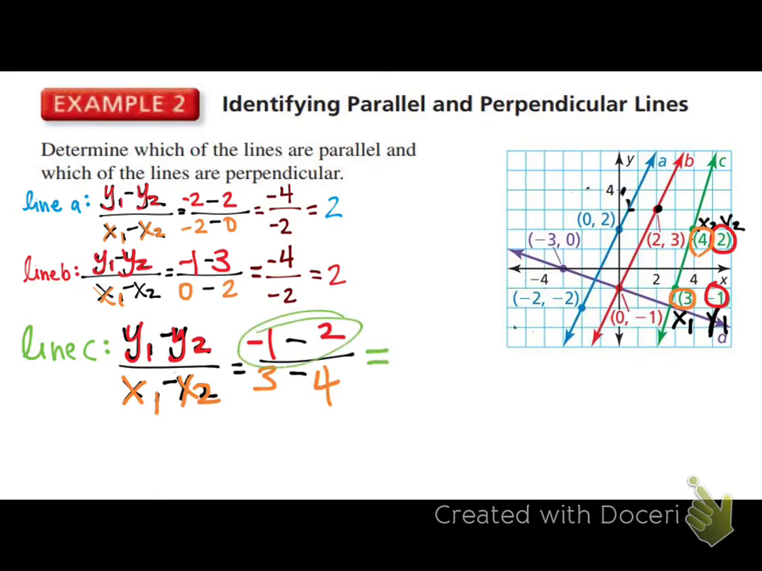All right, so -1 minus 2 is negative 3, and then 3 minus 4, which is negative 1. What is this reduced to? Positive 3. So a negative over negative always makes a positive, and then always reduce if you can. So right now we have 2, we have 2, and we have 3. We have one more, and it is line D.